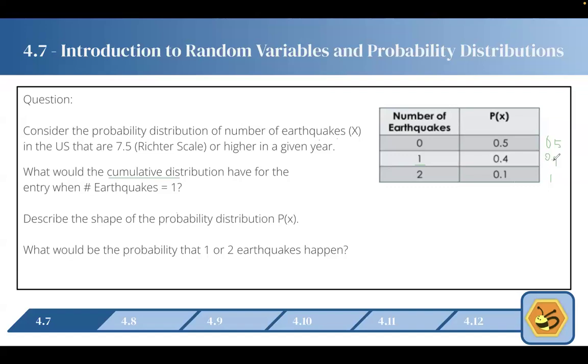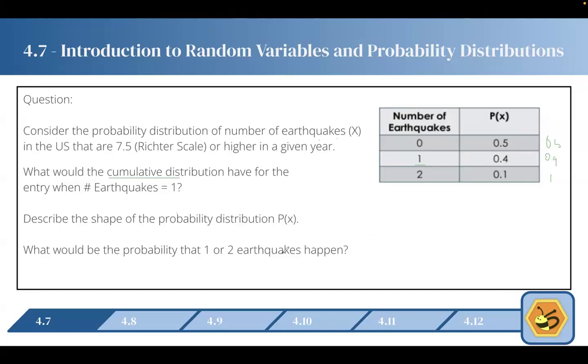So the next question says, describe the shape of the probability distribution P of X. So here is the probability distribution, right? What do we see? How do we see that the values are distributed? Are they pretty even or are they not even? What do you guys think? Not even, right? Because 0.5 is clearly skewed compared to 0.1. So if we take a look at it, you're exactly right. It's going to be skewed to the right, something like that.